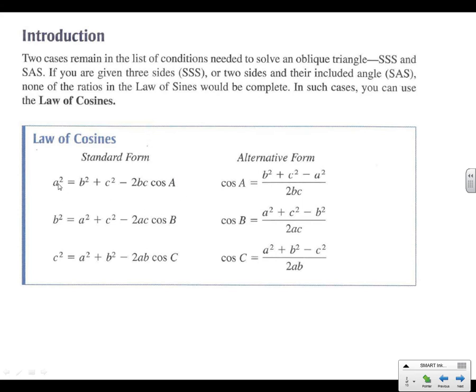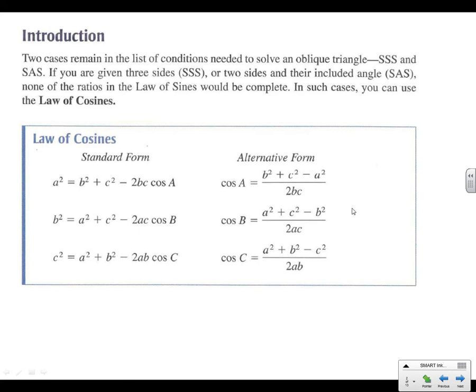So if you'll notice this, whatever side you have on the left side of your equals, that's going to be the angle that you're doing the cosine of on the other side. So if you have b squared over here, cosine B over here. C squared over here, cosine C over here. And then the other letters are going to be everything else. So if you're using c on the left, a and b on the right. If you're using b over here, a and c on the right.